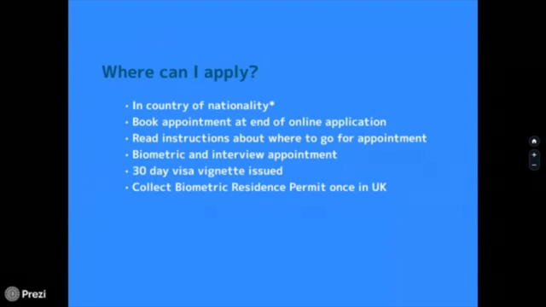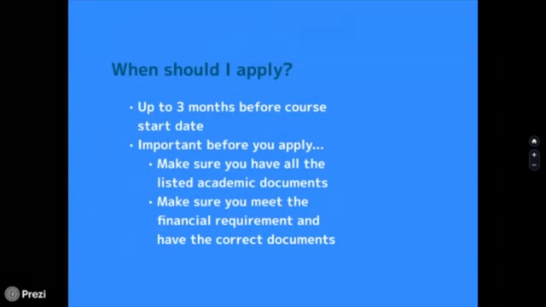And then once you're in the UK, you can collect your biometric residence permit. That's your visa. It's on a plastic card and it's got a chip in it, and on that chip are all the details of your biometrics, so your fingerprints, and also the picture of your face is digitized on there. So next, when should you apply?